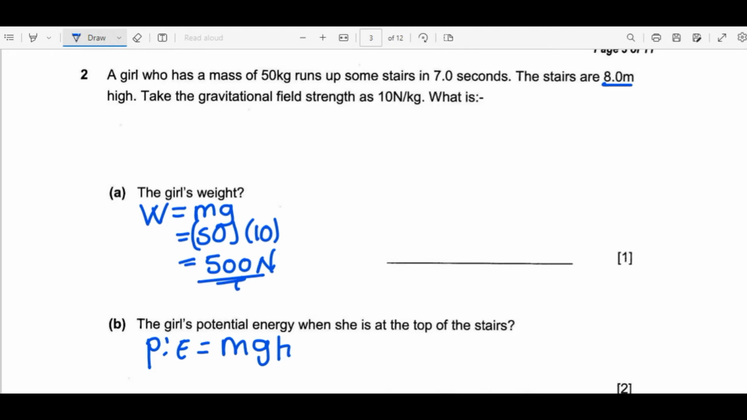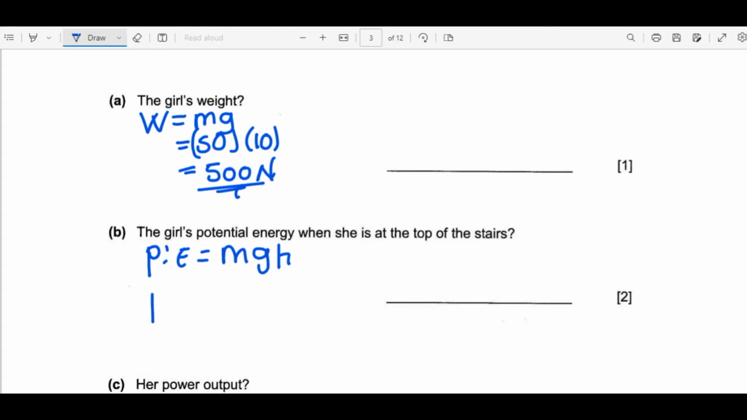In case you are given other units, you need to convert. So we can find this. Potential energy is equal to the mass, which is 50 kg, gravity is 10, then times 8. So we can now say 50 times 10 multiplied by 8. I'm getting 4,000 joules.